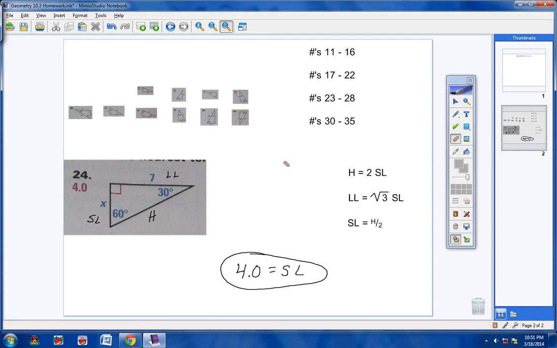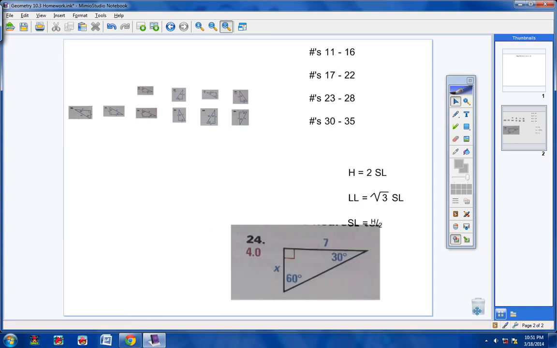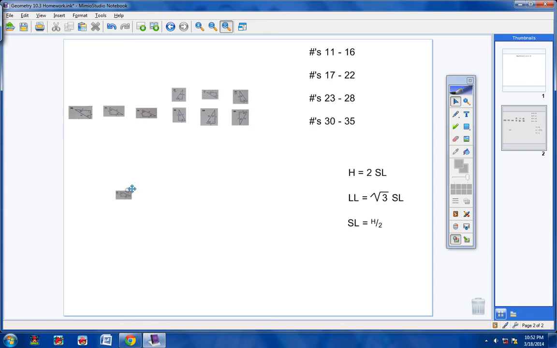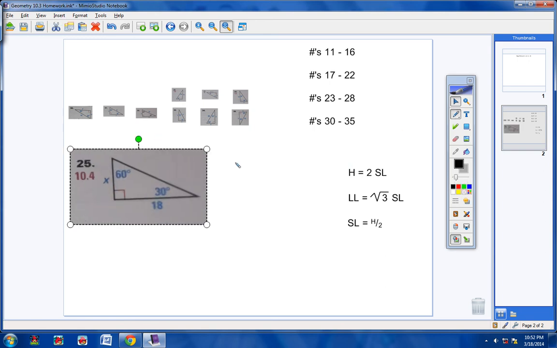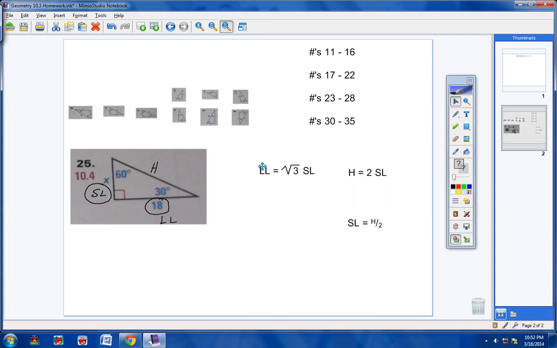All right, let's go ahead and take a look now at the next number, number 25. And let's label our sides quickly here. Here's my right angle, so go straight across, hypotenuse. Here's 30, go straight across, shorter leg. Here's 60, go straight across, longer leg. Now notice once again I know the longer leg and I'm trying to find the shorter leg. So we're going to use this formula right here.